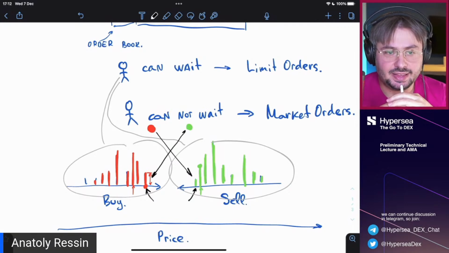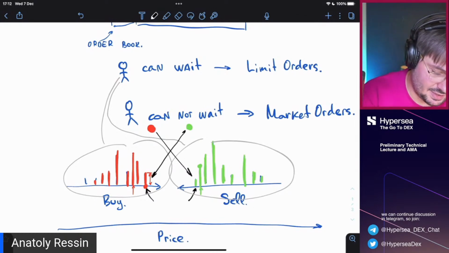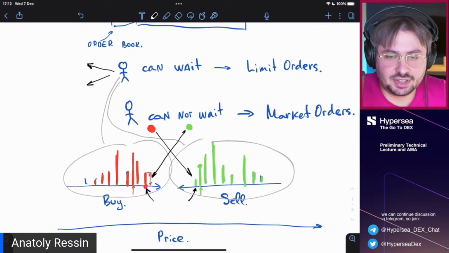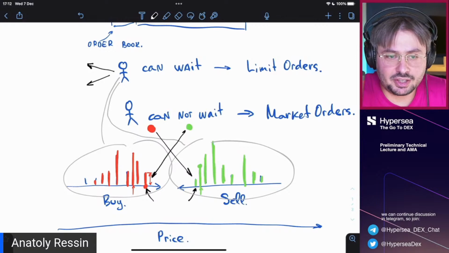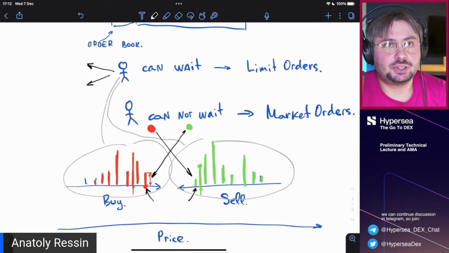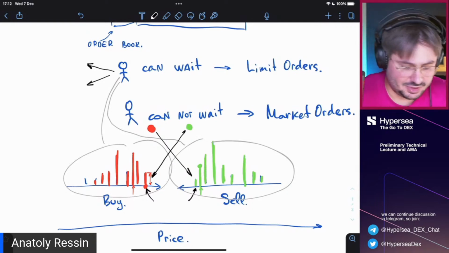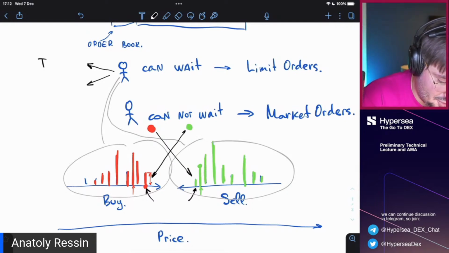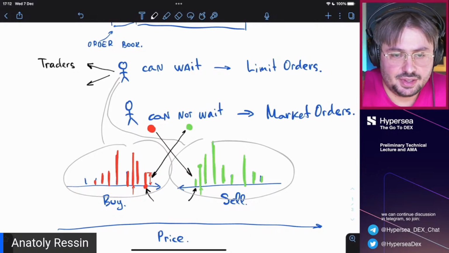But now let's say that the first type of guys can as well be divided into two categories. One category of first users are users that actually want to change their currency, but they can wait. So they are just traders. They are just traders.